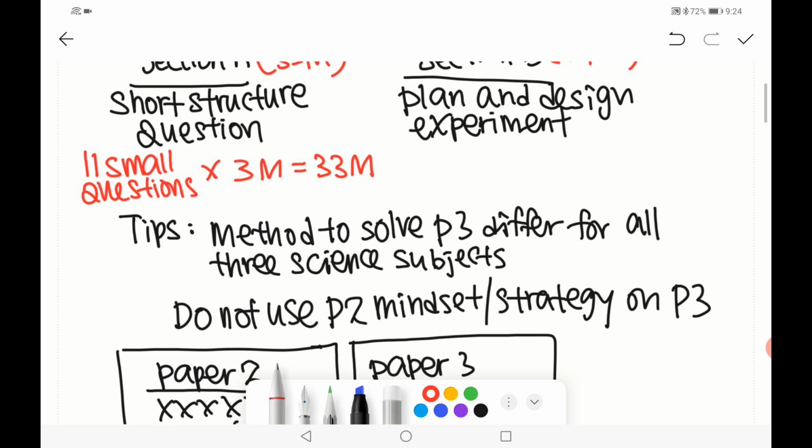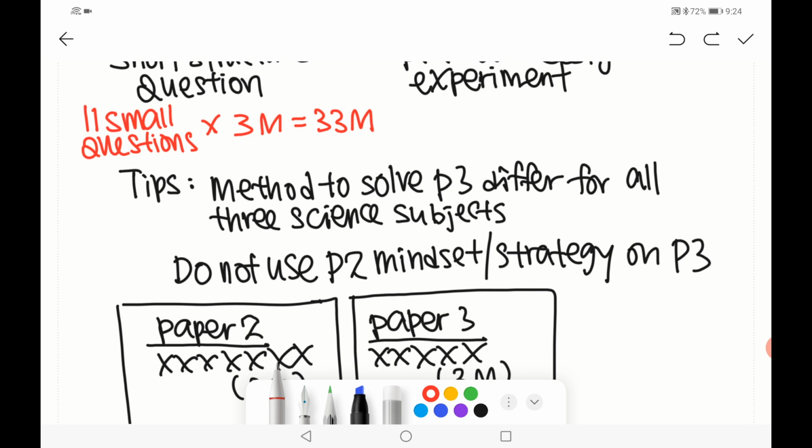The first thing I want you to know is that the method to score paper 3 differs for all 3 science subjects, which means that the technique to solve paper 3 for physics, chemistry and biology might be very different. So you cannot use a concept that you learn for paper 3 in physics and entirely copy the whole thing to chemistry. Not really. They have some small differences there.